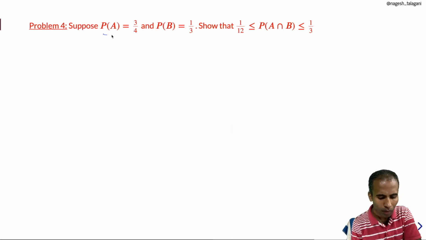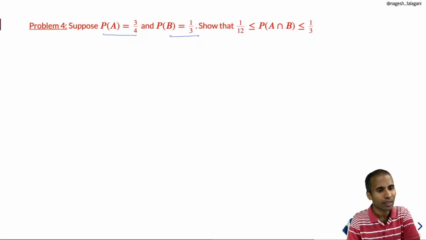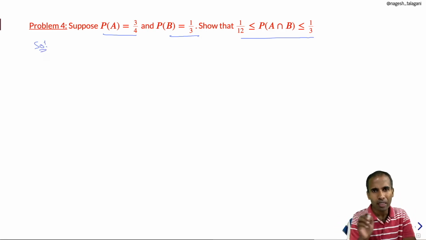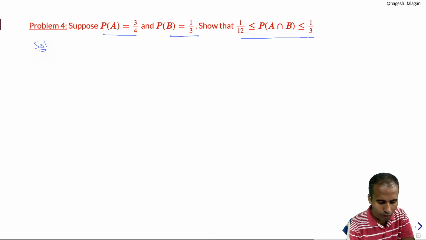Suppose the probability of A is 3 by 4 and the probability of B is 1 by 3. Then show that the probability of A intersection B lies between 1 by 12 and 1 by 3. First of all, we know that the probability of any event lies between 0 and 1, right? So in particular, the probability of A union B should be between 0 and 1. So we know that 0 is less than or equal to the probability of A union B, which is less than or equal to 1, right?